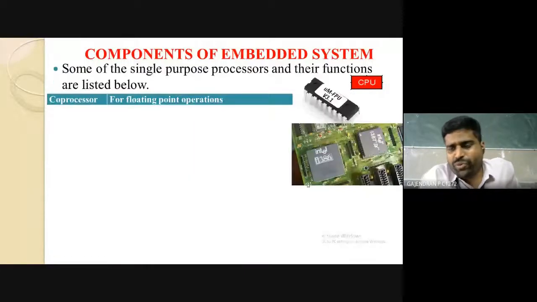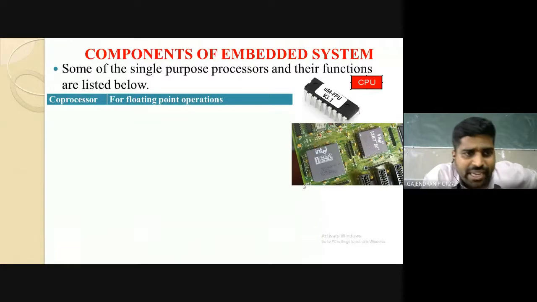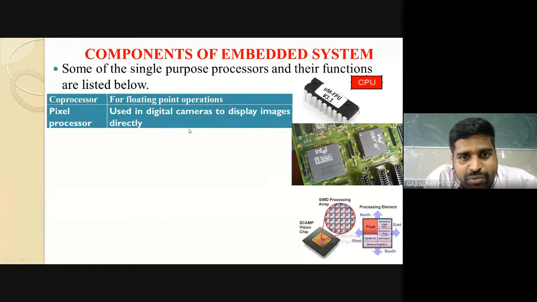Here there are few interesting things shown in these slides. It's called coprocessor, a coprocessor for floating point operation. As I said earlier, in the microprocessor, we will add some blocks to improve your computational power. For floating point, we will use some chip.